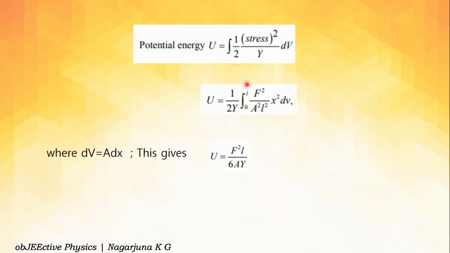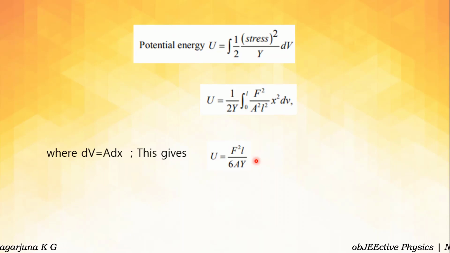So integral 0 to L x square dx gives x cube by 3. After substituting the upper limit and lower limit and then cancellations, finally we will get U is equal to F square L divided by 6AY is our answer.